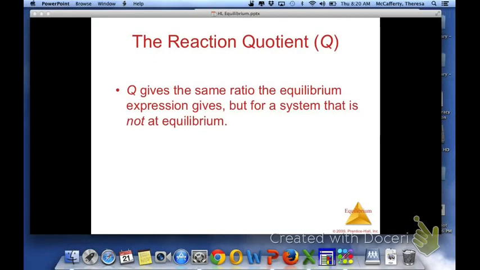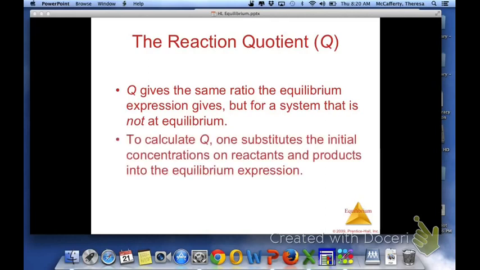Okay, we're going to talk about the reaction quotient. It is the same thing as the equilibrium expression, but you use values for concentrations that are not at equilibrium. So to calculate the value of Q, you just put in the concentrations for the system into the same expression for the equilibrium constant.